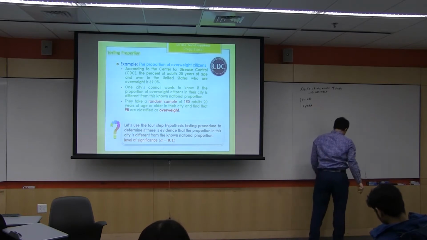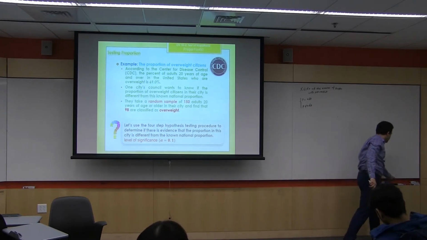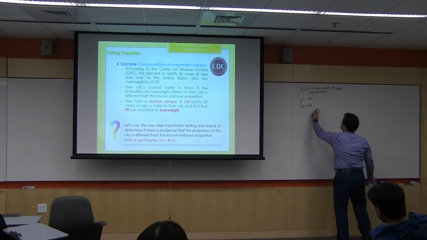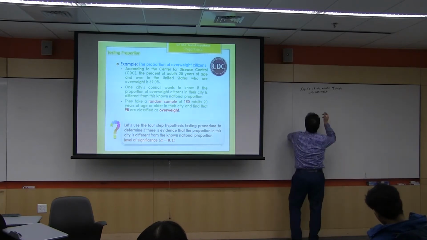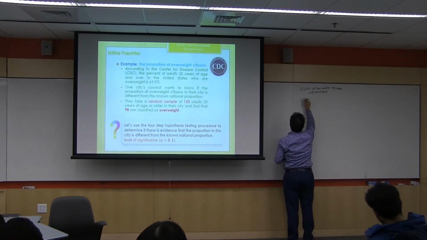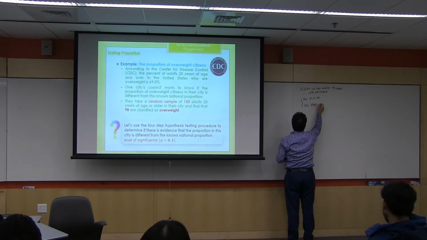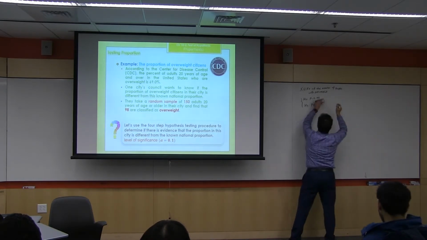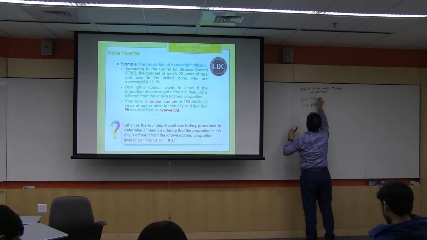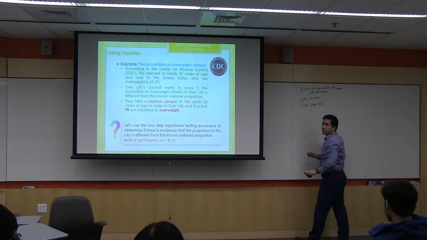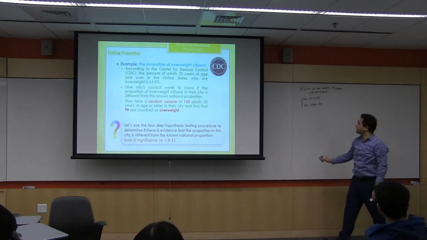I forgot to put H1 and H0. Sorry. So the test is this: H0: P equals 0.69. H1: P is not equal to 0.69. Is that right?